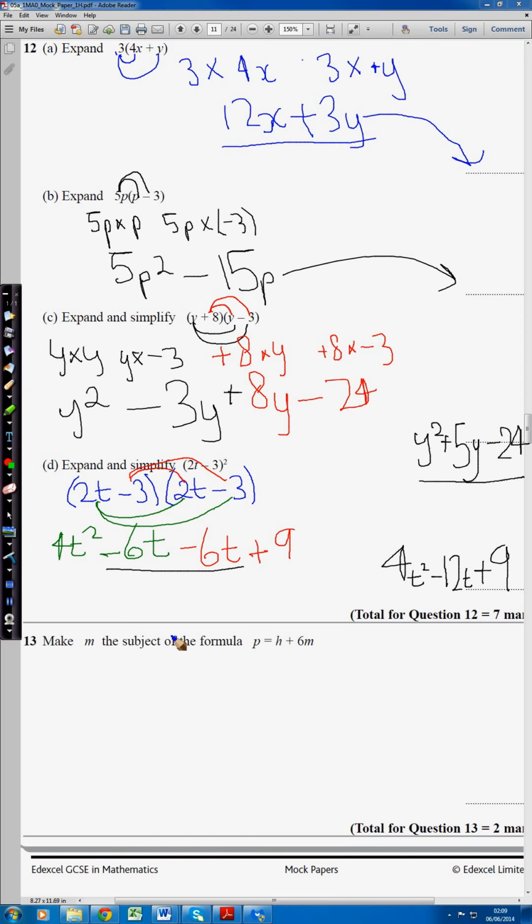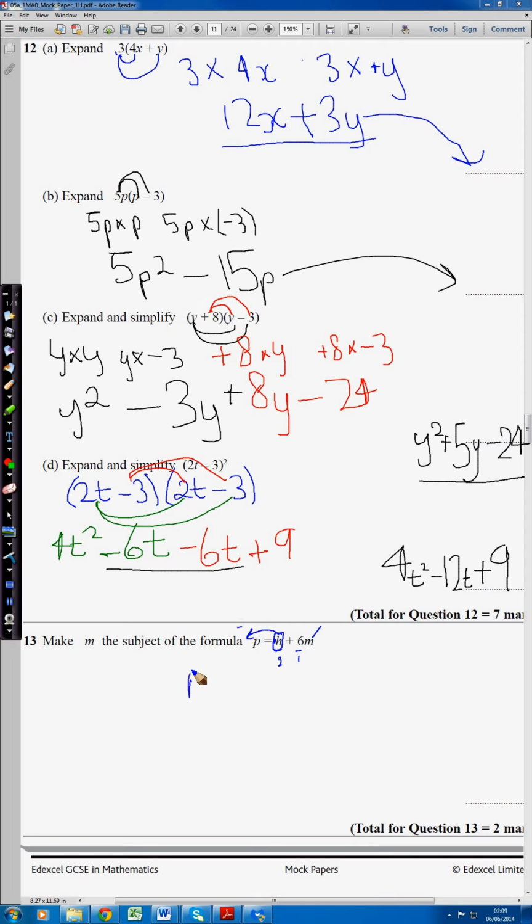Now, make m the subject of the formula p equals h plus 6m. So I always say start at the m. M has been timed by 6. I call that my first action. It's been added to h. It's my second action. So whenever you solve the equation or you rearrange it, you always move the last action first. So you grab the plus h, take it over the other side, minus h.